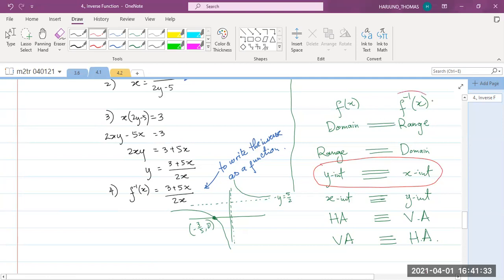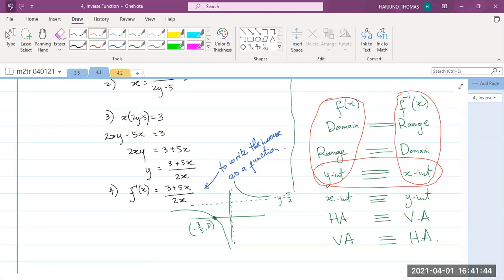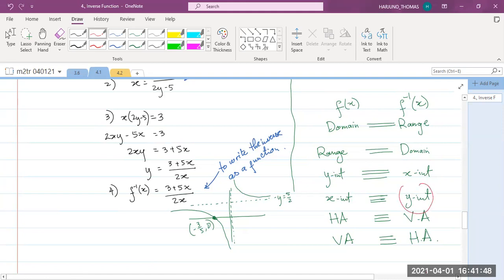Okay, if you want to find out the x-intercept of the inverse function, then you look at the y-intercept of the function. If you want to find the y-intercept of the inverse function, what you can do, you look at the x-intercept of the original function.